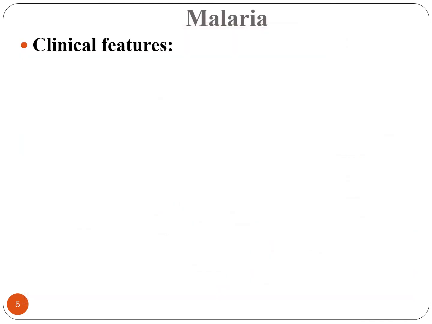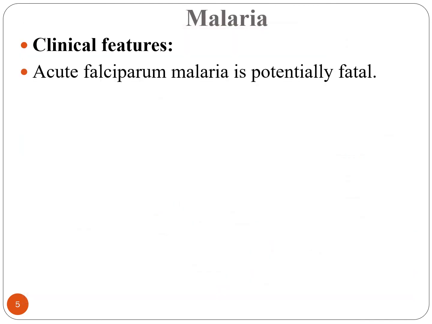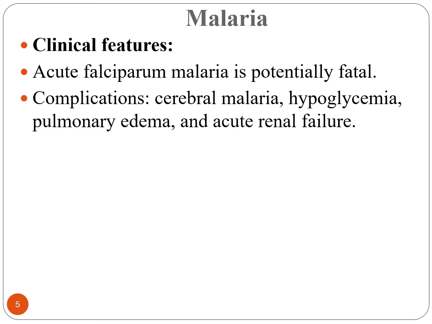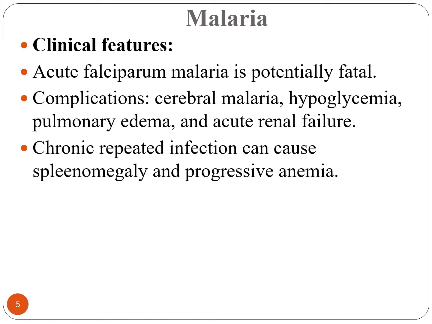The clinical features of malaria: acute falciparum malaria is potentially fatal. The complications of malaria can result in cerebral malaria, hypoglycemia, pulmonary edema, and acute renal failure. Chronic repeated infection can cause splenomegaly and progressive anemia.